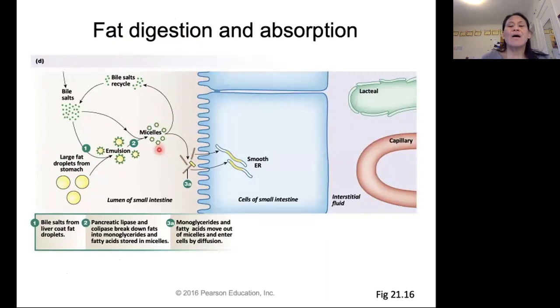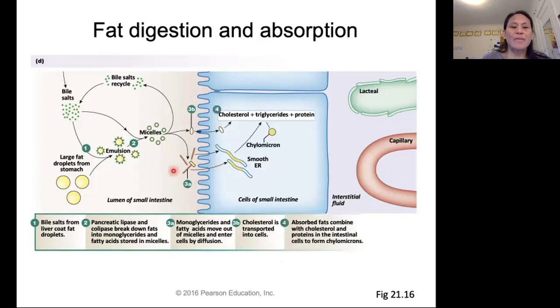Okay. All right, so from the micelles, what's going to happen is that the individual fatty acids and monoglycerides are going to just diffuse across the membrane of the epithelial cell in the small intestine. I also just kind of want to mention on the side, cholesterol is transported using a transporter. I'm not really focusing on cholesterol here, but it's part of the figure, so I need to talk about it.